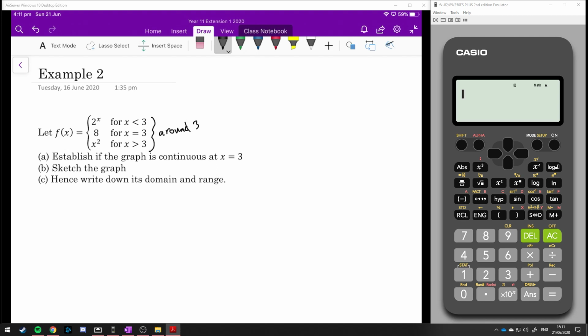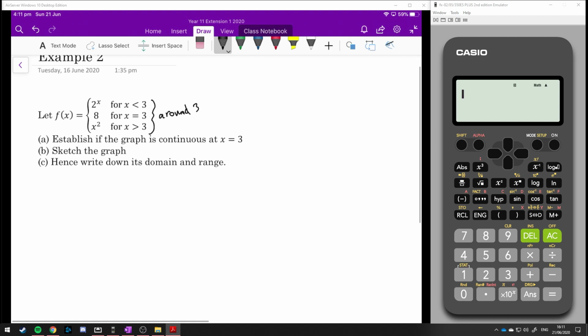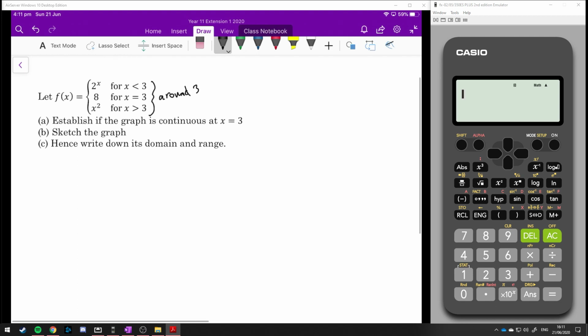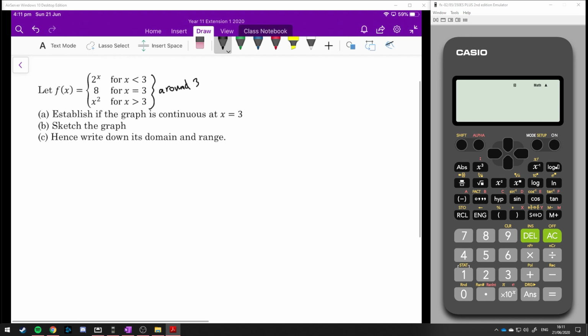So with this one, we have 2 to the power of x for x less than 3. We've got 8 for when x is equal to 3. And we've got x squared for when x is greater than 3. To determine if it's continuous at 3, we're basically going to check 3 at each of these. At 3, it's equal to 8. Then we substitute 3 into 2 to the x, so 2 to the 3, which is equal to 8. So yep, it works for that one.